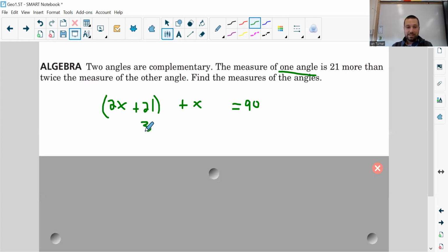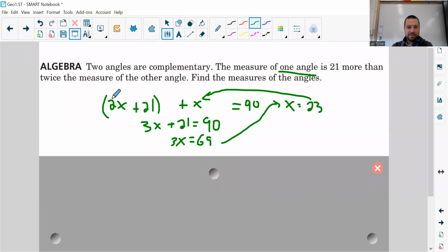So now we can just add these up. So we get 3x plus 21 equals 90. Okay, so 3x equals, what is that? 69. So x is 23. Okay, that's our small angle right here.